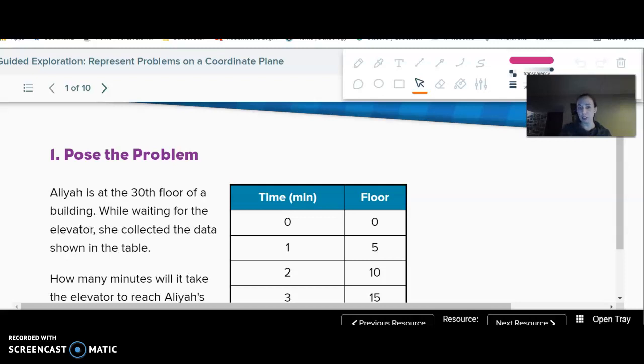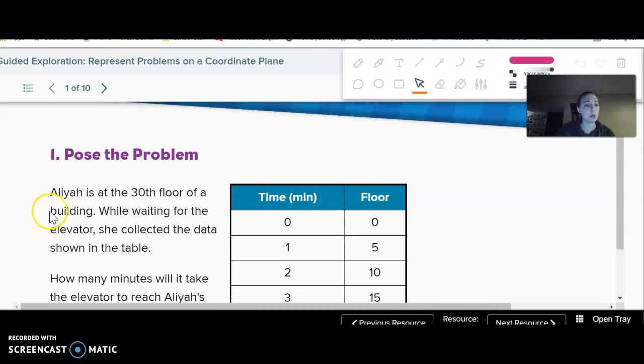There'll be a little bit, the first one, I can plot points that represent real-world situations, and then I can interpret coordinate values of points in the context of the situation. So again, a lot of real-world situations, not just here are these points, graph them.